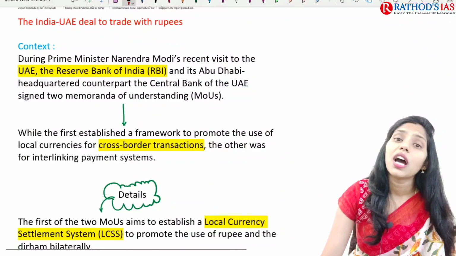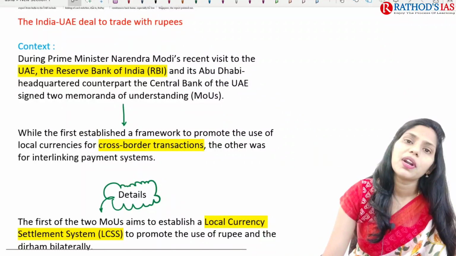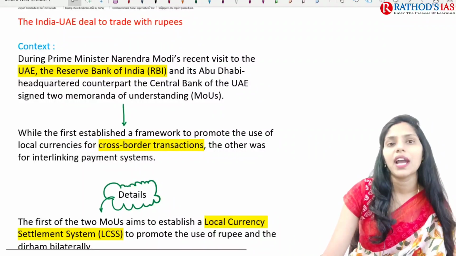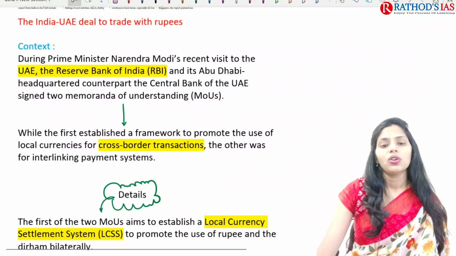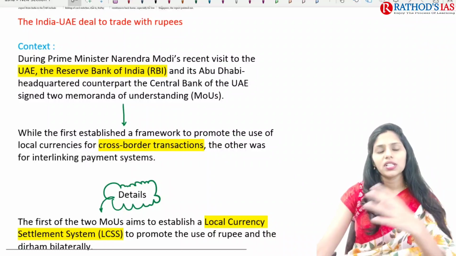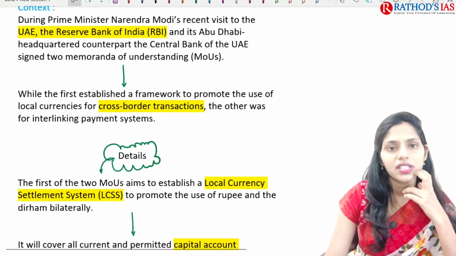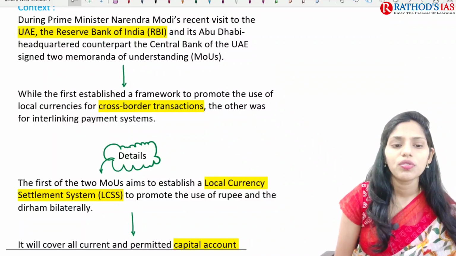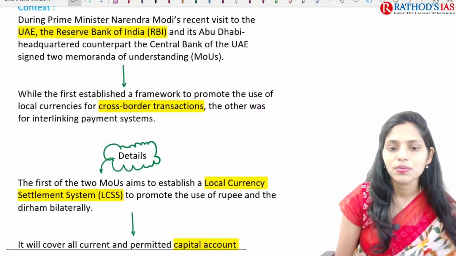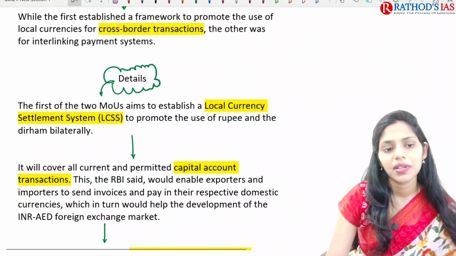It says that during our Prime Minister's visit to UAE, they came up with memorandums of understanding between the RBI, the Central Bank of India, and also the Central Bank of UAE. So they signed two important memorandums of understanding. The first establishes a framework to promote the use of local currencies for cross-border transactions, and the other was for interlinking the payment systems.